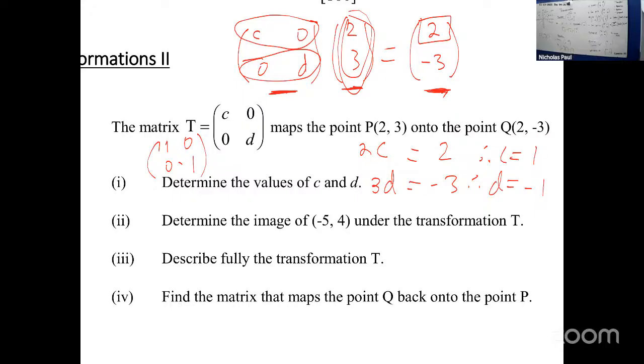Go ahead. Determine the image of (-5, 4) under T. Work out part 2. They want you to find the image. They give you the object. What's the object, Dimitri? The object is (-5, 4), and the matrix we just found. Go ahead, multiply it.